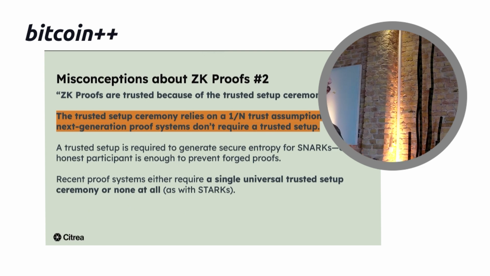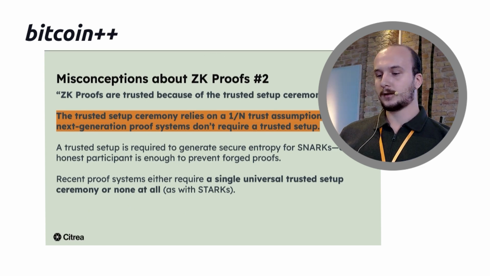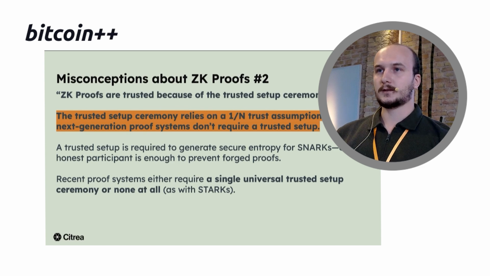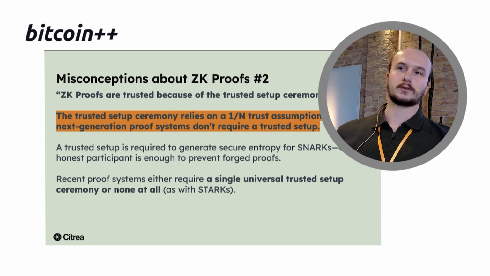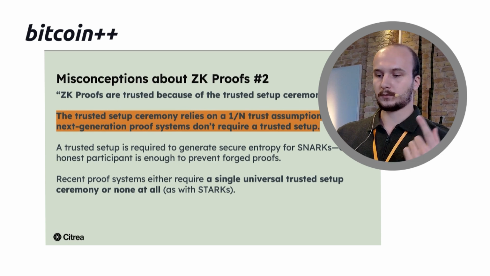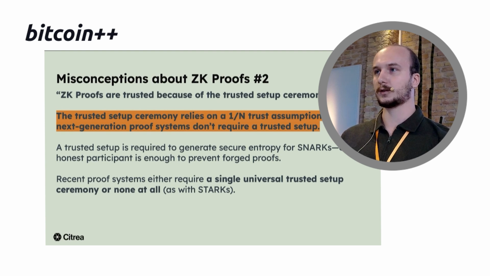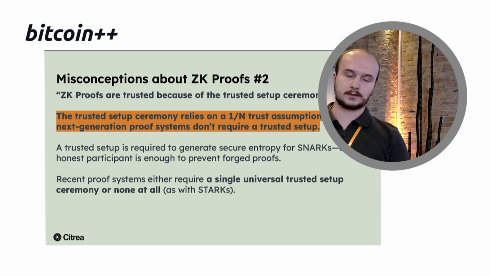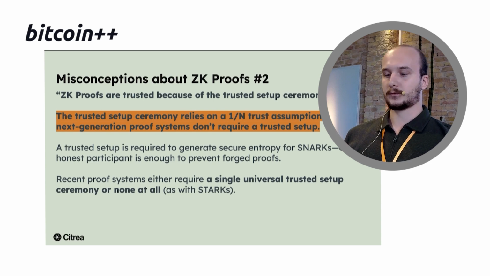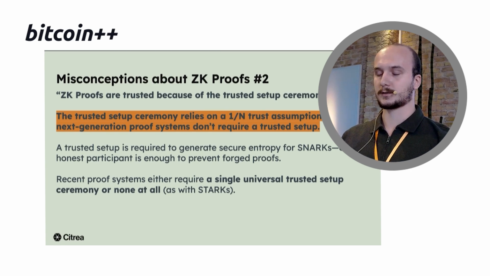The second one I already talked about is the trusted setup ceremony. So with some SNARK types, we need this trusted setup ceremony to generate entropy, but it's still a trust assumption. The whole process relies on one single person, and if that person exists, they can simply delete their local key and make the process trustless. And if you are one of them, the process is trustless for you. But more modern things like STARKs, they don't require a trusted setup ceremony, or some of them just require a single universal trusted setup ceremony.